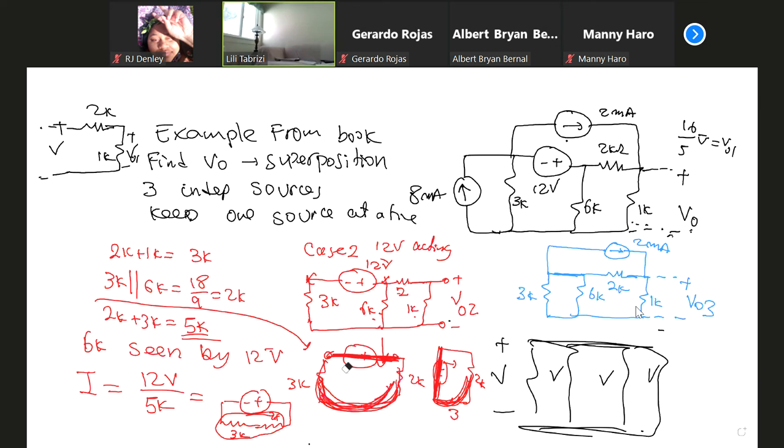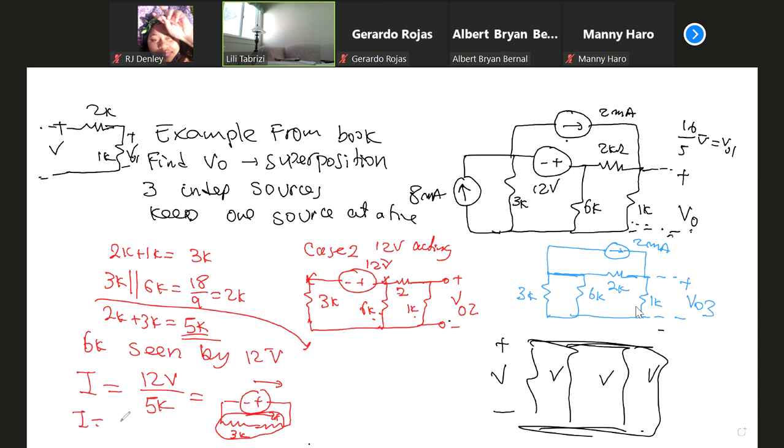After that, this is the circuit. What's the total current coming from the source? It's 12 volts divided by the total 5K, so I is equal to 2.4 milliamp, milli because you are using K. I haven't answered the question yet.